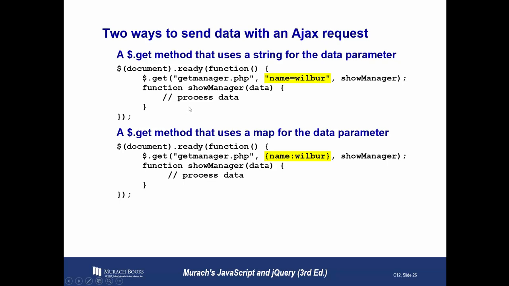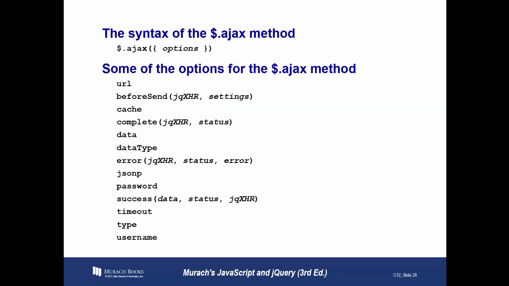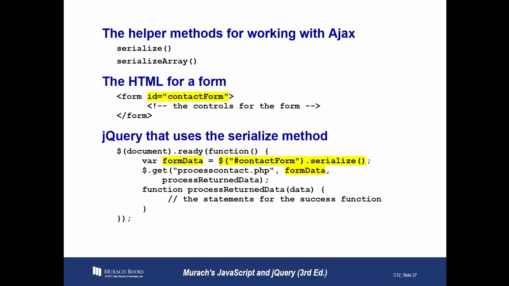In some Ajax applications, forms are used to get the data that should be sent with a request. In that case, you can use the helper methods that are shown here, the serialize and the serializeArray.